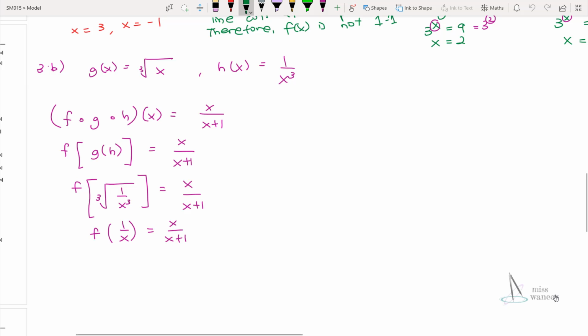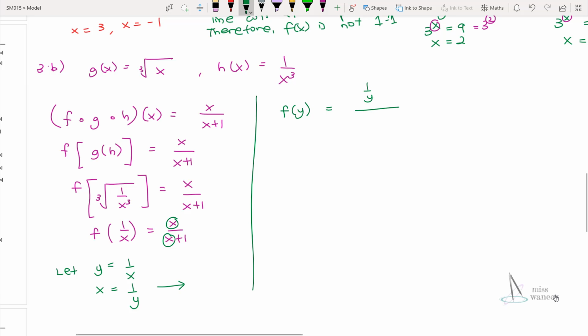I'm going to use substitution for this. I'm going to let y equal to 1 over x. Therefore, x is equal to 1 over y. So this is f of y equal to, every time I see the x, I'm going to replace them. So this is 1 over y over 1 over y plus 1. So 1 over y over 1 plus y over y. So this is 1 over y times y over 1 plus y. So this is 1 over 1 plus y. So this is f of y.